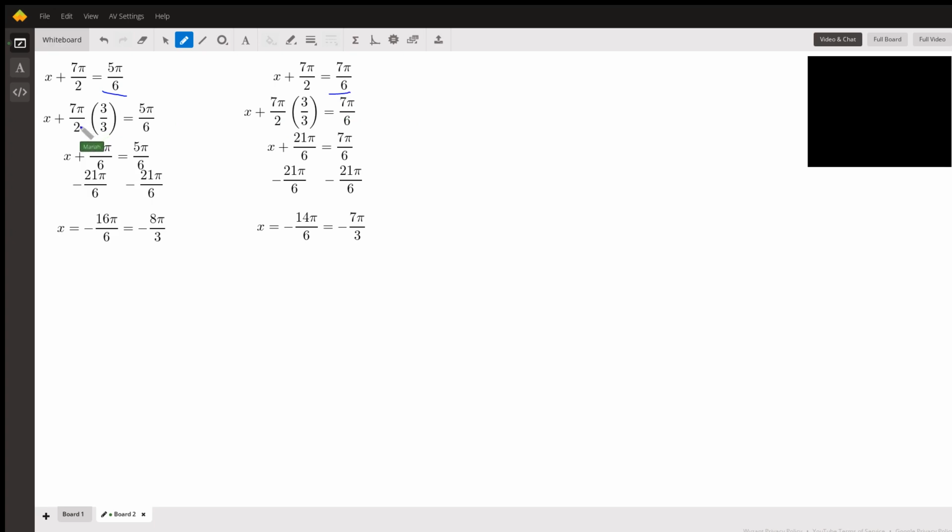You need to get the bottoms of the fractions the same. So I need to turn 2 into 6. I multiply by 3, but that means I need to do that on top as well, so I'm not changing any values. Do that on both of them. Then you get this result, and then you need to take away that 21 pi over 6 from this side so that you're solving for x. And these are our 2 final answers in the end. Okay, that's it.